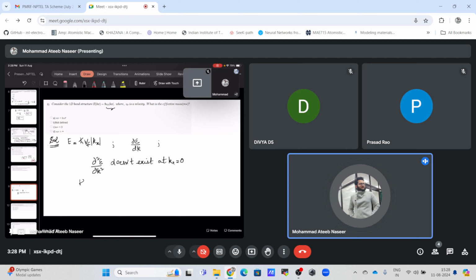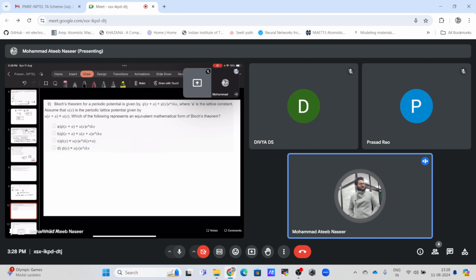Hence the effective mass is not defined. So we will select option B, because the second derivative does not exist, hence the effective mass does not exist for this kind of thing.